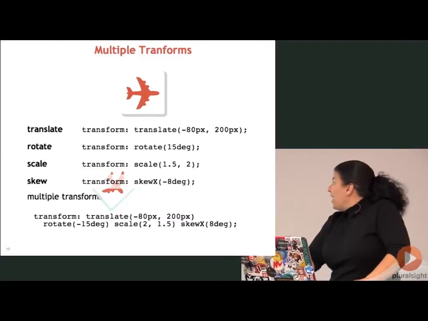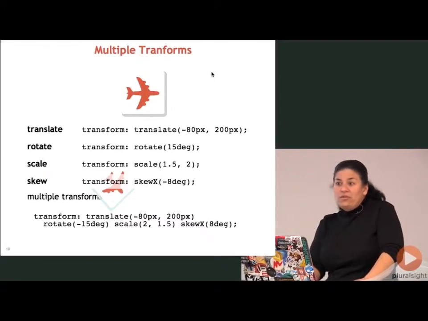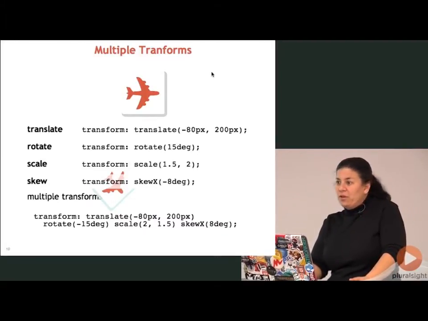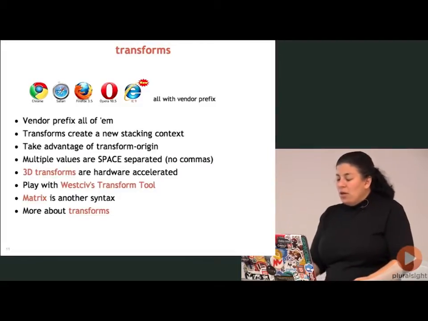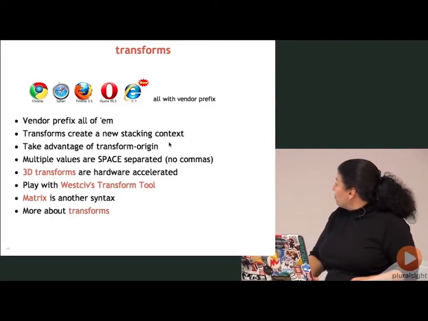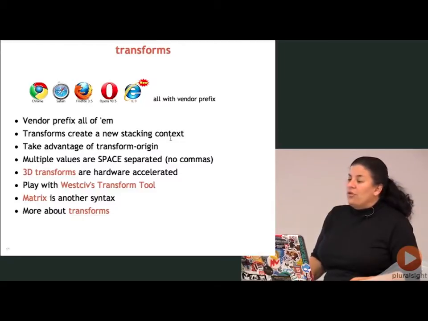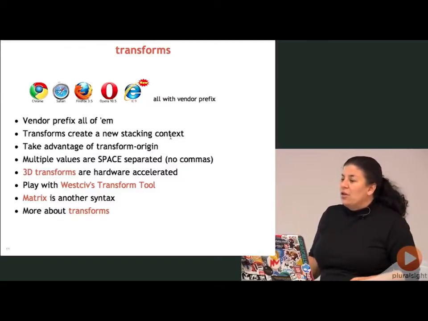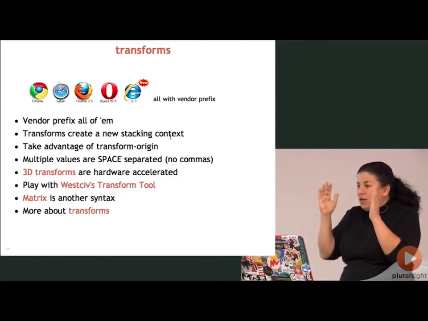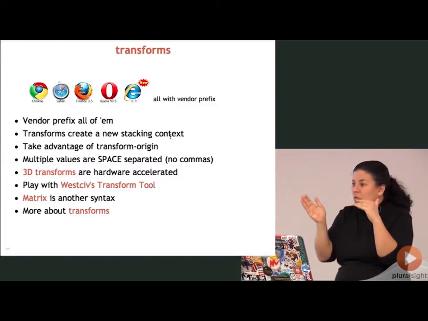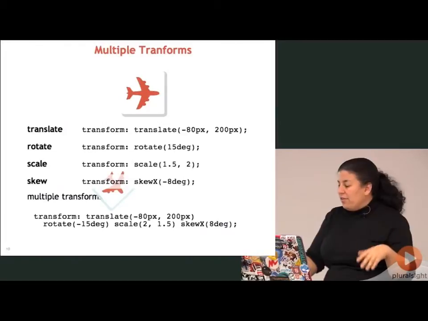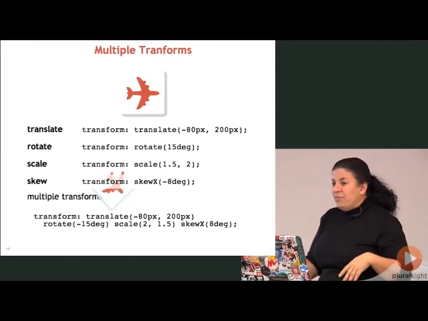So anyway, that is 2D transforms. That is all there is to 2D transforms. It's pretty self-explanatory. Just remember, space separate it when you have multiple values. So I always put little hints at the end. Vendor prefix, all of them. When you transform it, it creates a new stacking context. So it doesn't actually keep it in its place and move it. It kind of lifts it out and moves it. So if there's text around it, it goes right over it. You saw that in this example where the plane is underneath something, right?